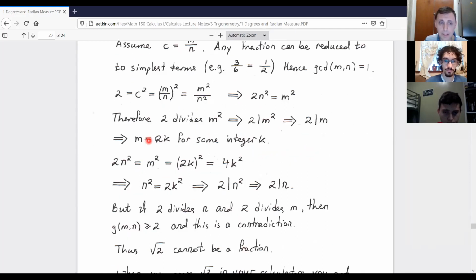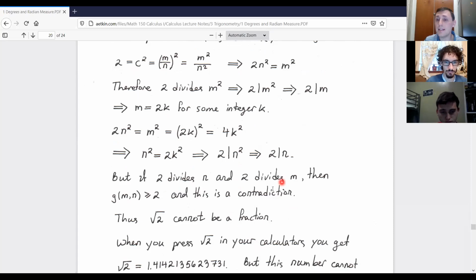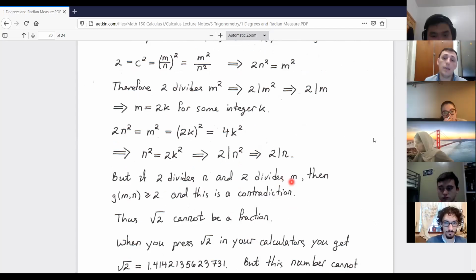So that means m is equal to 2 times k, which means that 2n squared, which is equal to m squared, is equal to 4k squared. Now this implies that n squared is equal to 2k squared, which means 2 divides n squared, which means 2 divides n. But that is a contradiction, guys, because I just said that m and n are not divisible by any number other than 1, in simplest terms. Yes?